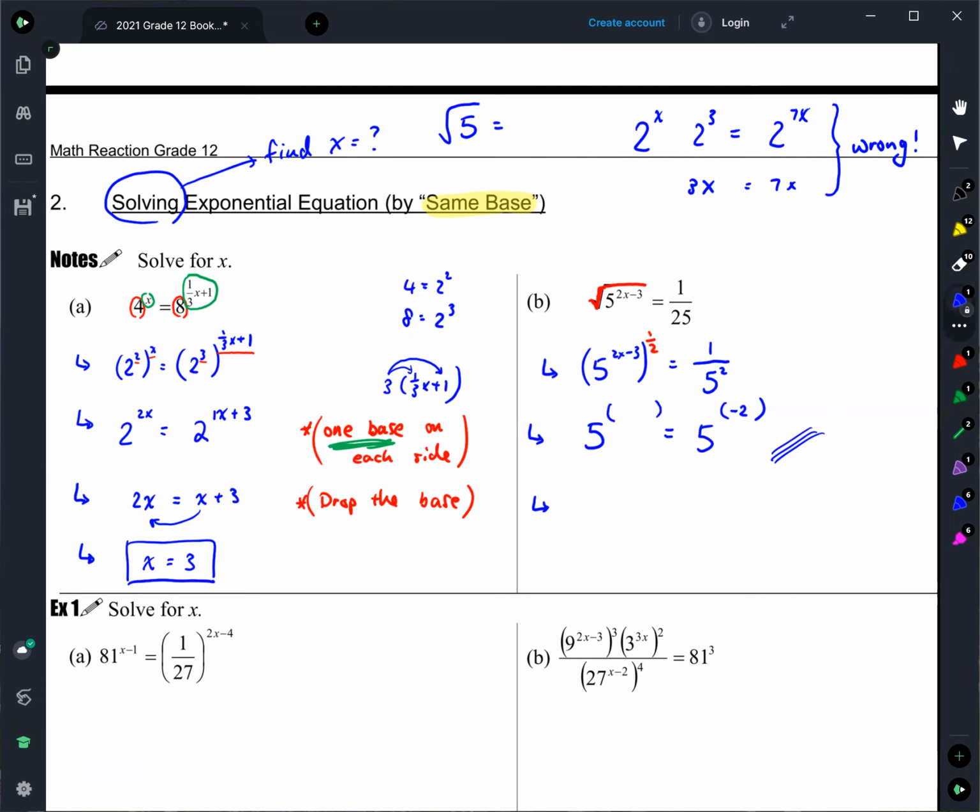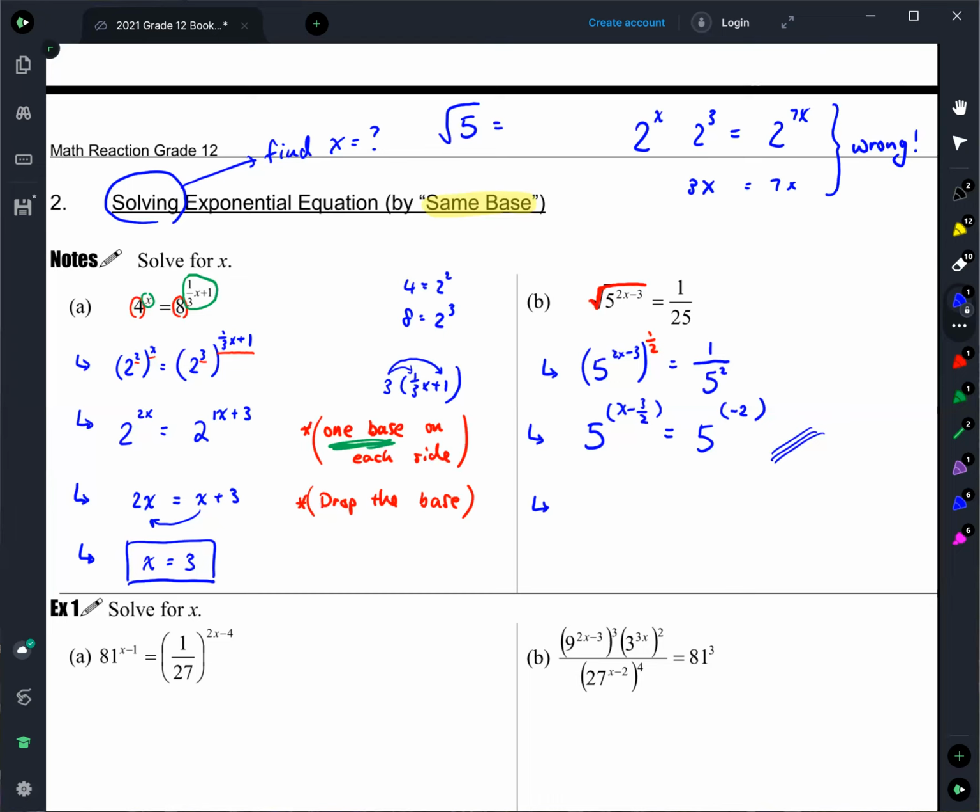Yeah, so what's the exponent on the left side after you simplify? After you simplify, it's 2x over 2, which is just x, and then minus 3 over 2. Yeah, okay, so you're multiplying the 1 over 2 into the exponent. So 1 over 2 times 2x, 1 over 2 times the 3.